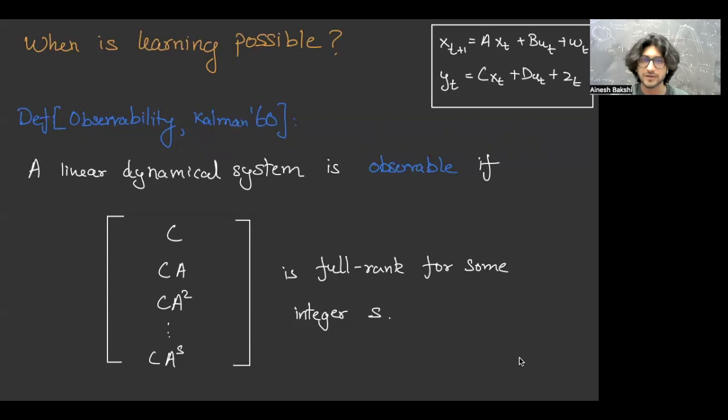Here, consider the following matrix. We start off with the matrix C, and stack below it the matrices C times A, C times A squared, and so on, all the way to C times A to the S for some integer S. The underlying dynamical system is observable if this matrix has full rank.